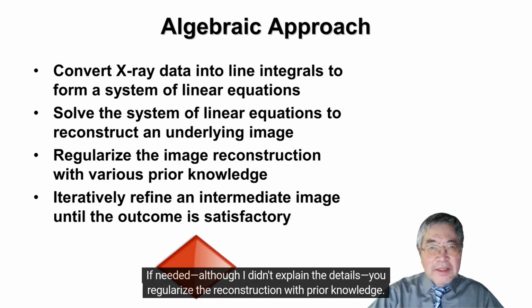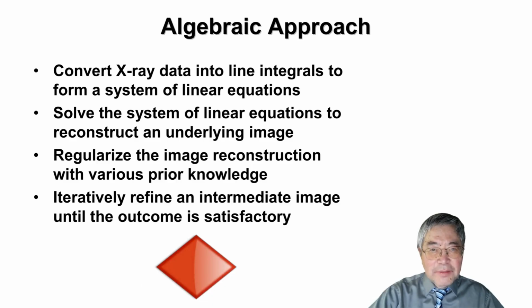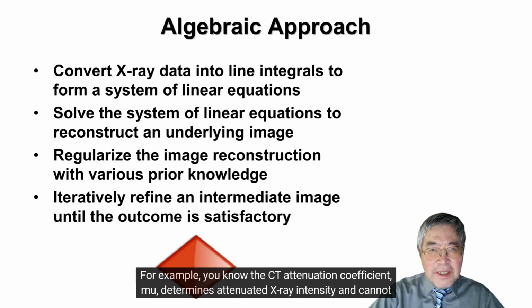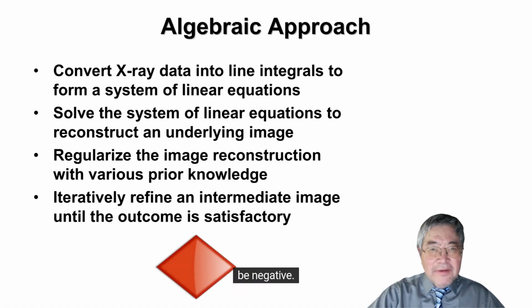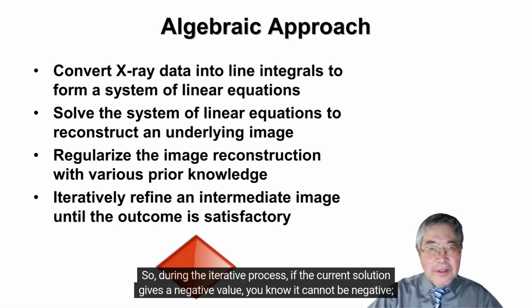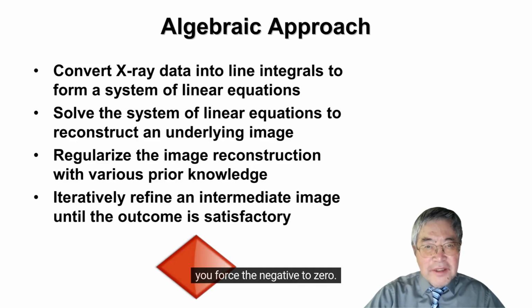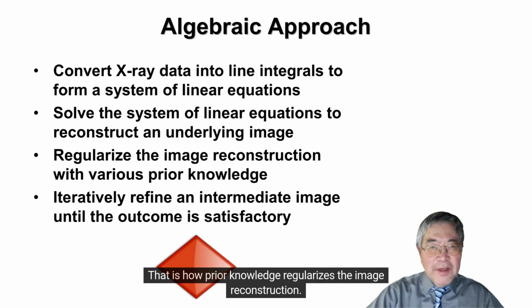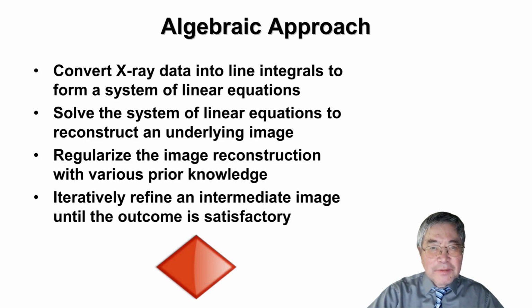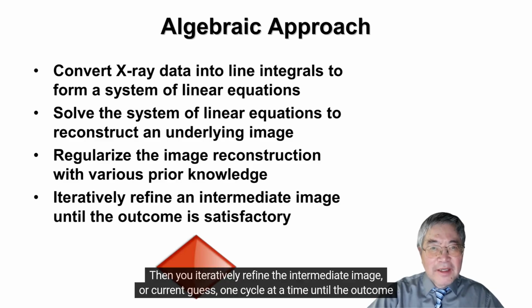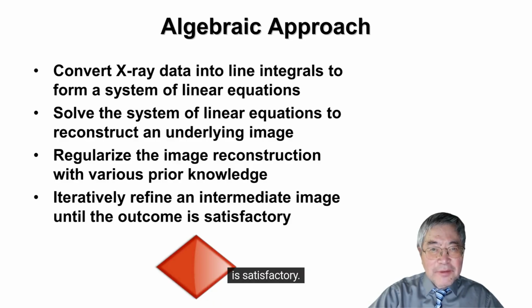If needed, although I didn't explain the details, you regularize the reconstruction with prior knowledge. For example, you know the CT attenuation coefficient mu determines attenuated X-ray intensity and cannot be negative. So, during the iterative process, if the current solution gives a negative value, you know it cannot be negative. You force the negative to 0. That is how prior knowledge regularizes the image reconstruction. Then you iteratively refine the intermediate image or current guess one cycle at a time until the outcome is satisfactory.